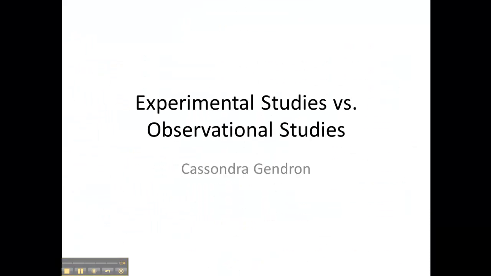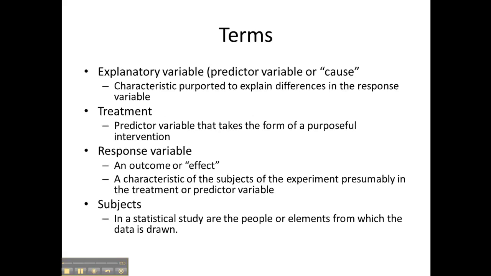I'm going to talk about the difference between experimental studies and observational studies. First, I want to talk about some terms. The explanatory variable, the predictor variable, or cause, is the characteristic purported to explain differences in the response variable.